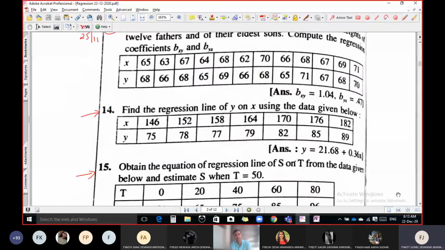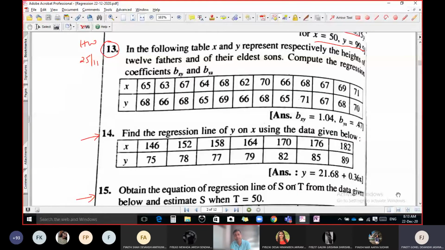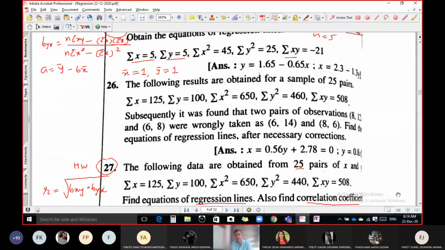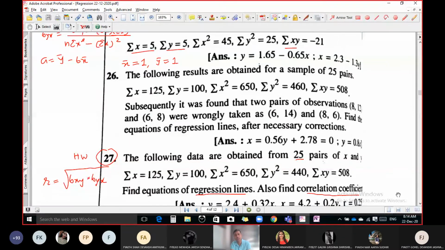Hello, sir. Yes, please. Sir, sum number 26. 26. Okay. Actually, it was not in the homework, but let us do this example.